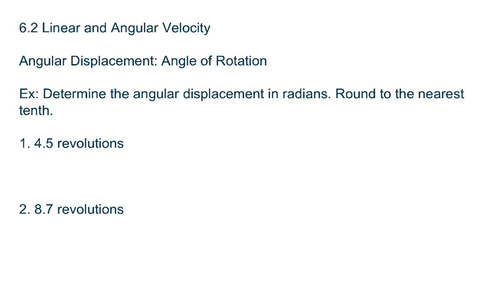Section 6.2, linear and angular velocity. We've got three main topics here to talk about in section 6.2, and let's just get started. The first one is angular displacement.